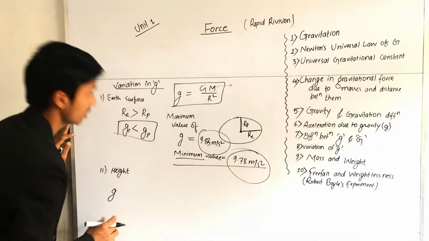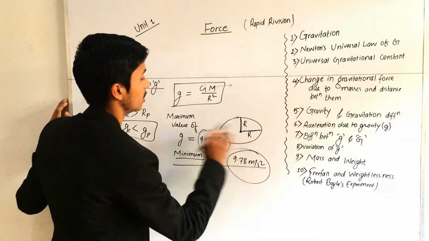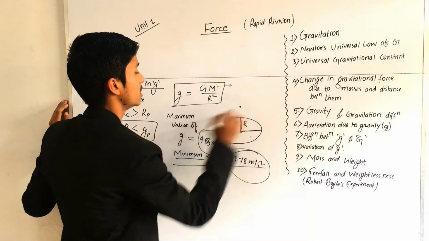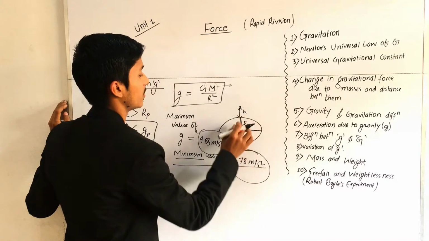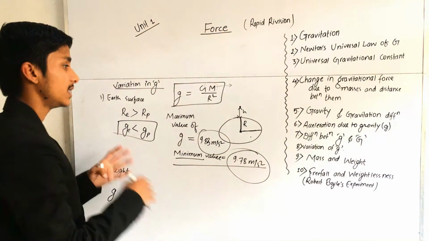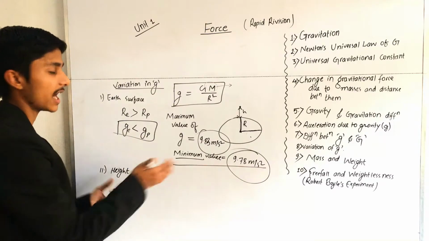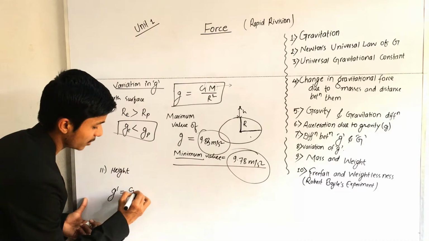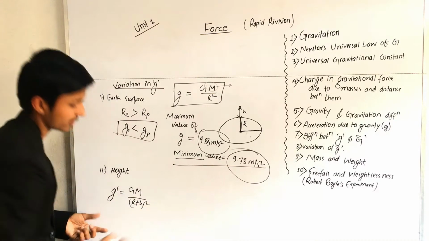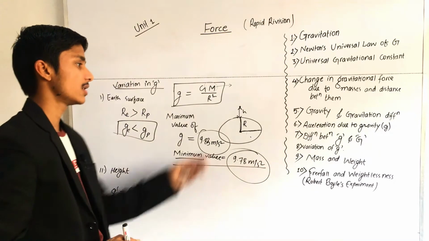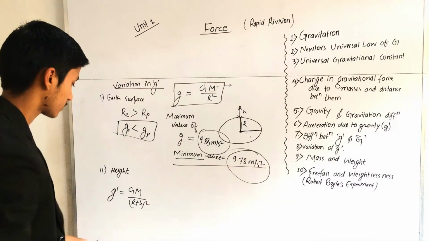Formula will be, here when height is added here, let this be r. When the body is kept here at height h above the earth's surface, then in that case the formula of g will be, g when height is increased, g will be capital G capital M by (r plus h) whole square. This will be the formula when the body is at a certain height h from the earth's surface.